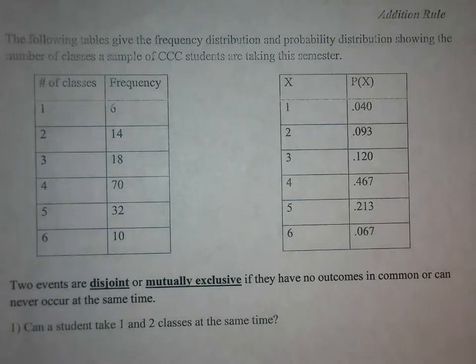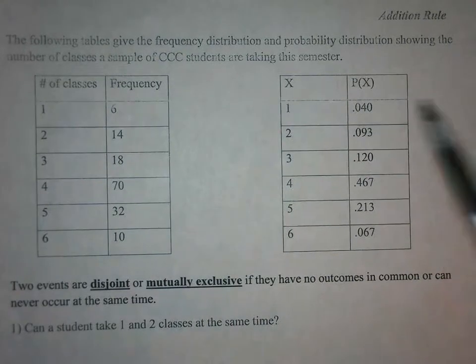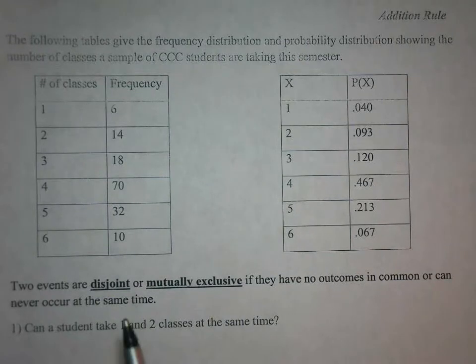And this goes back to the previous video of finding this probability distribution, so I'm not going to explain that any further. Okay, so given those two distributions, two events are disjoint or mutually exclusive if they have no outcomes in common or can never occur at the same time.